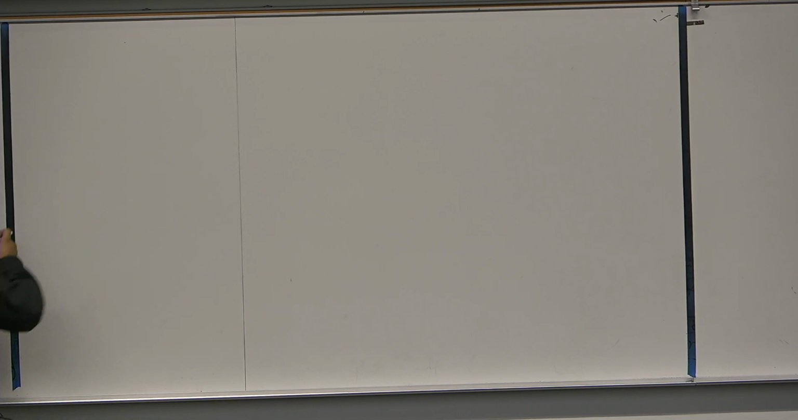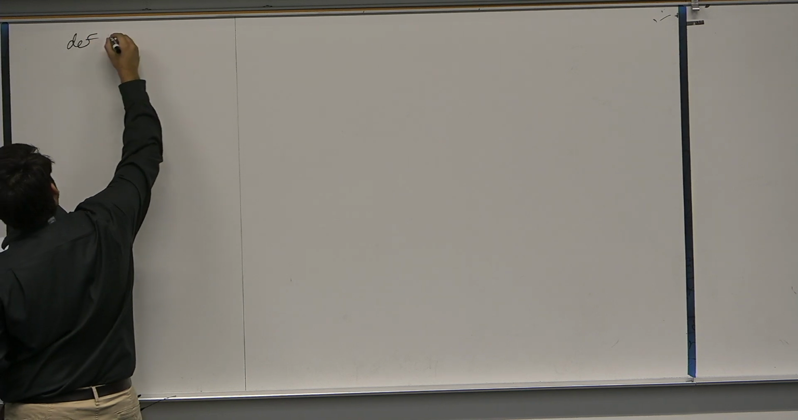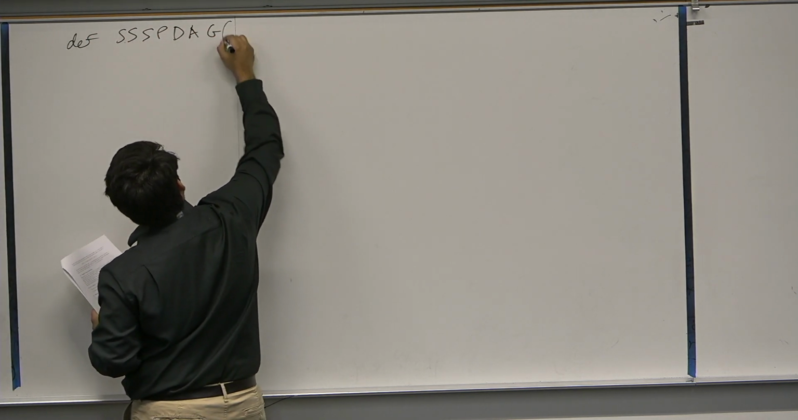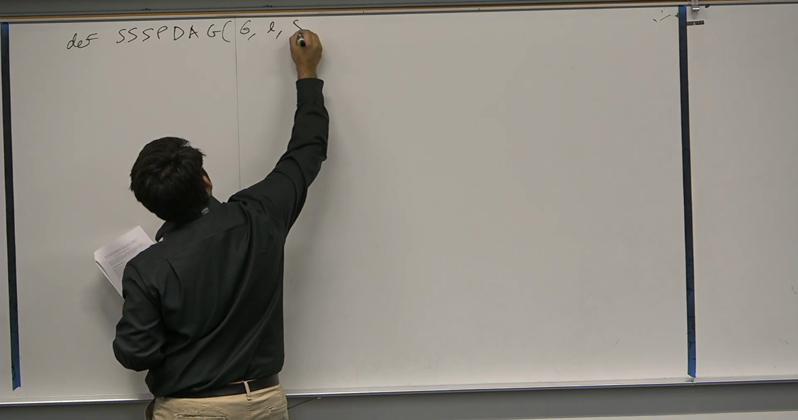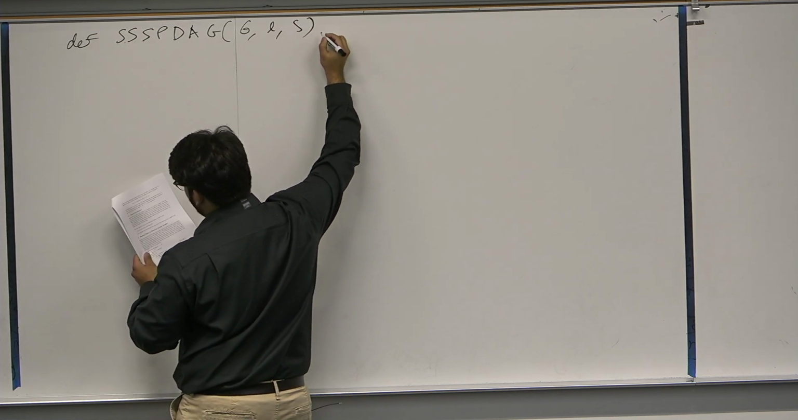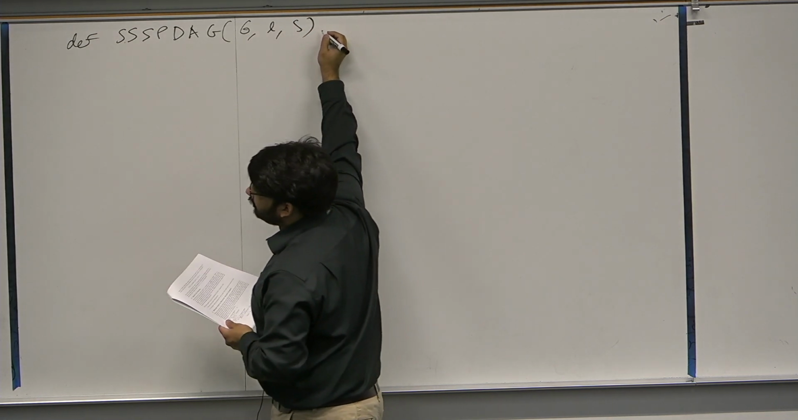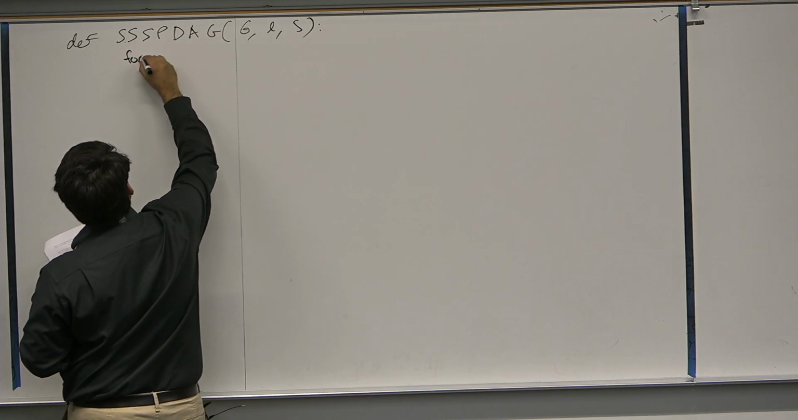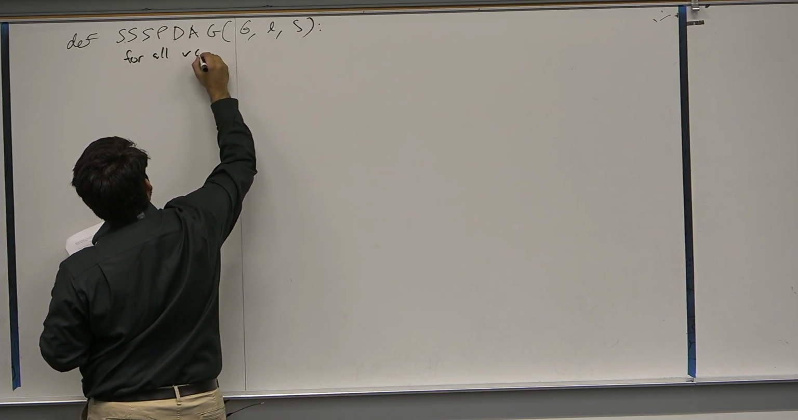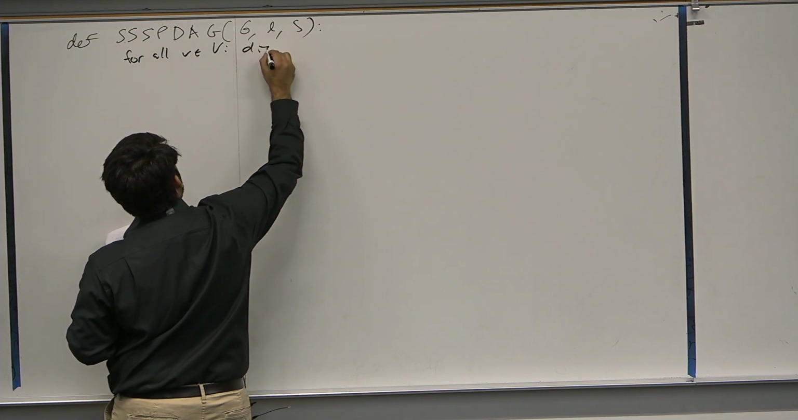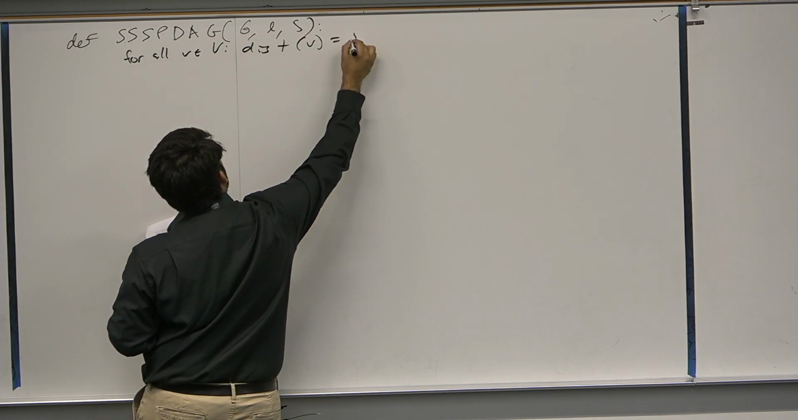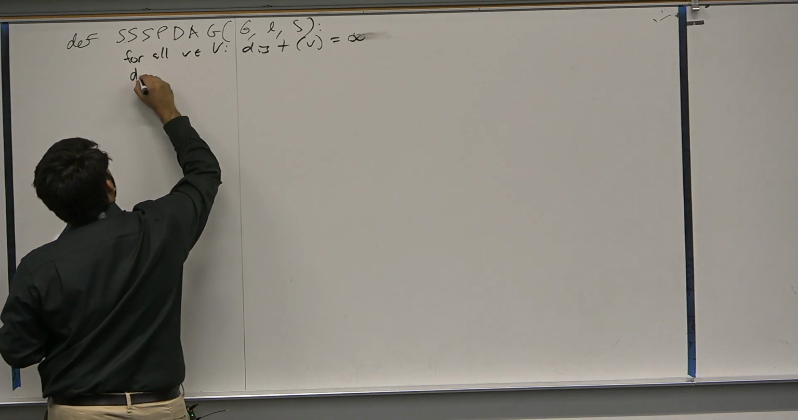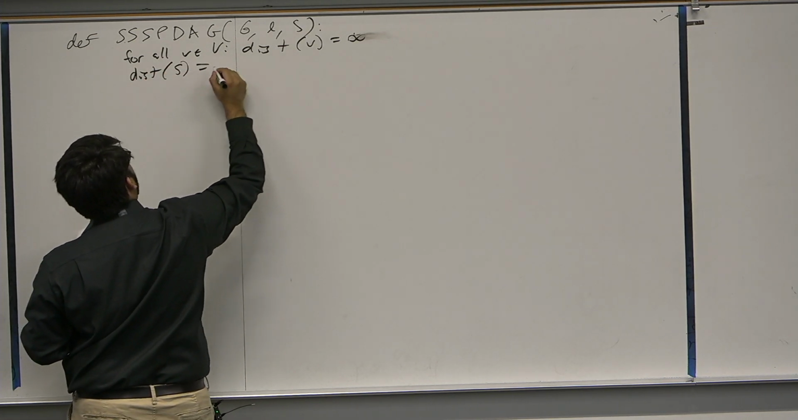Single source shortest path on a DAG. The input is a DAG G and a start node S. It's useful only really if it's the source node, right? For all V in V, dist of V is infinity. Dist of S is 0.